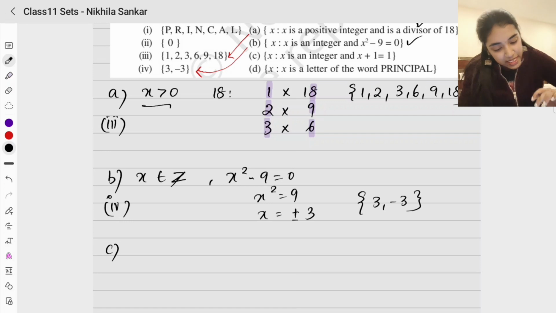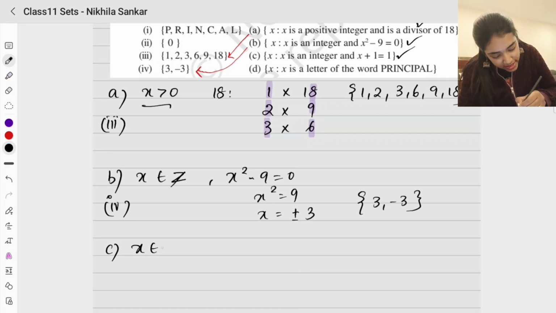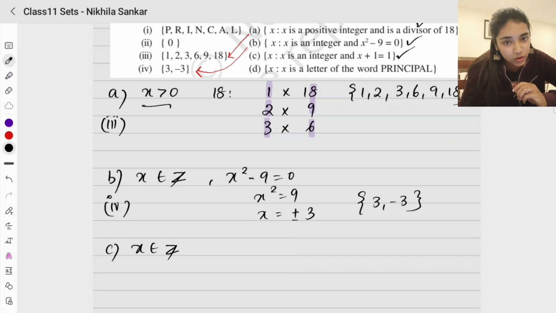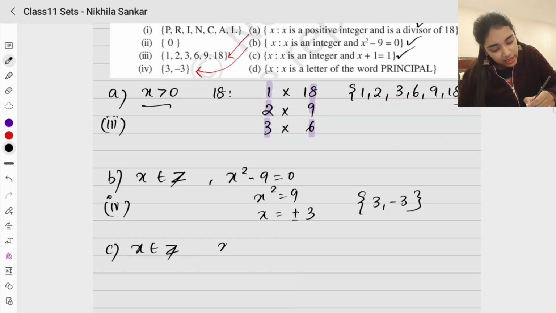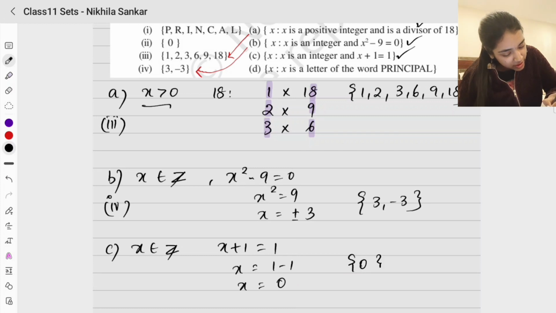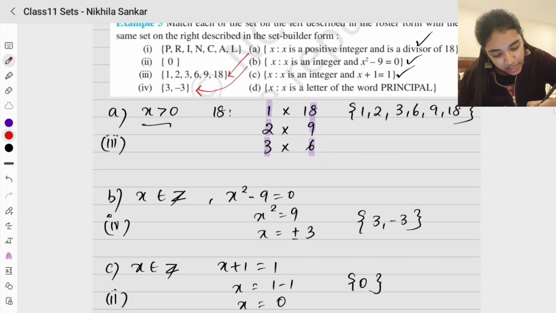Okay. Now, what is given for C? X is an integer and x plus 1 equals 1. X is an integer, which means I'll have all my negative numbers and positive numbers, which are minus 1, minus 2, minus 3, minus 4, 1, 2, 3, 4, 5, 6, until infinity and minus infinity. Okay. Now, x plus 1 equals 1. X is equal to 1 minus 1. X equals 0. So what is my set of all elements? It is simply 0. So where is 0? It is going to be my second subsection. Okay, I'm going to match that also. So what goes for C? C will have the second subsection.